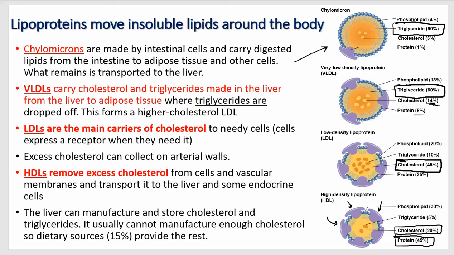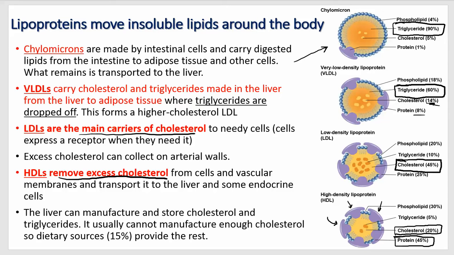So HDLs remove excess cholesterol from cells and vascular membranes and transport it back to the liver, and then also some endocrine cells. Endocrine cells are producing hormones, and they also need cholesterol to produce hormones. We're not going to spend too much time on that, but that's why it's taking them from endocrine cells, because they also have cholesterol. But their job, and that's what we need to know, is to remove the excess cholesterol. So LDLs are carrying cholesterol to cells. HDLs are removing cholesterol and bringing it back to the liver.